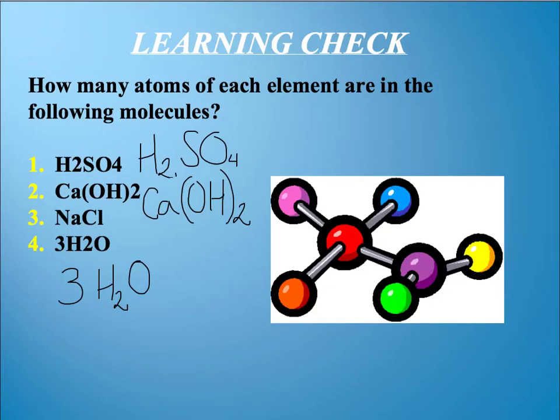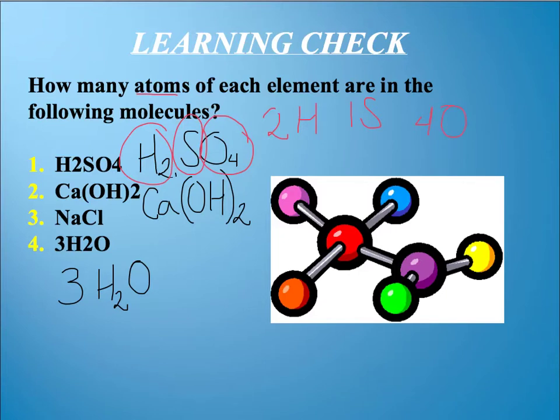Alright, I know all those coefficients and subscripts can get confusing, so we're just going to go through this quick learning check to see if we can figure out how many atoms of each element are in the following molecules. So if we look at the first one, H2SO4, and I've written it out with the numbers the right size. So if we look at how many hydrogens are in that molecule, there's 2, because we have that little subscript 2. Then we look at how many sulfurs. There's 1 sulfur, so there's no subscript. Then for oxygens, there's 4 oxygens.